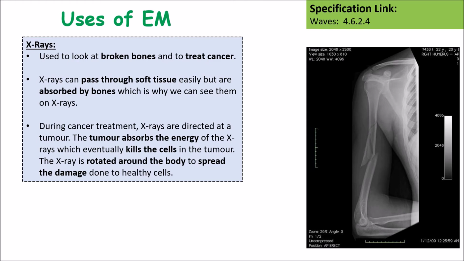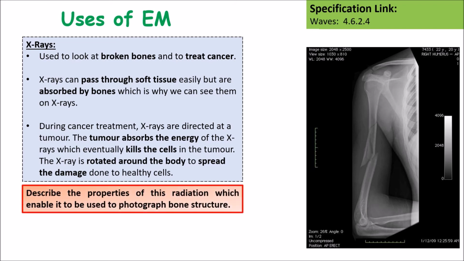X-rays can be used to look at broken bones and to treat cancer. X-rays can pass through soft tissue easily but are absorbed by bones, which is why we can see them on X-rays. During cancer treatment, X-rays are directed at the tumour, so the tumour absorbs the energy of the X-ray, which eventually kills the cell.